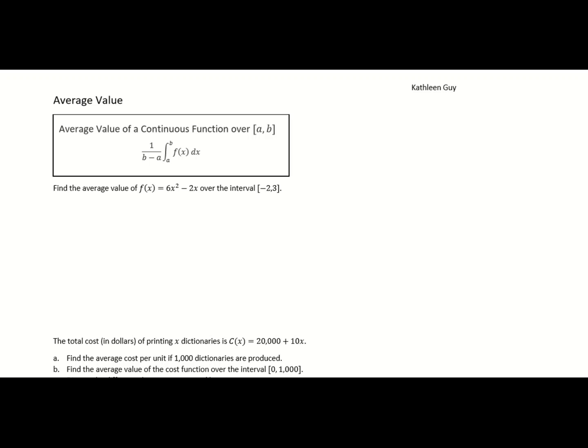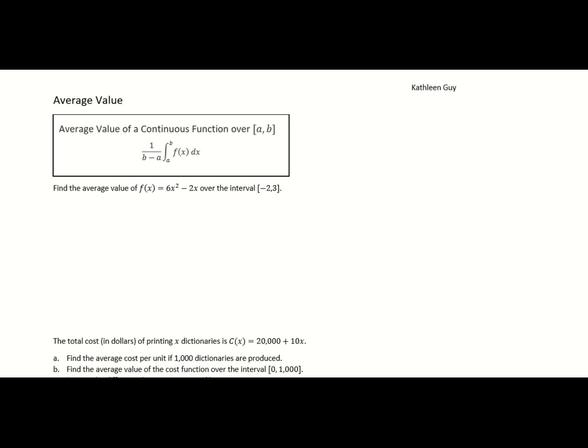Now that we have learned how to evaluate a definite integral using the fundamental theorem of calculus, we can talk about average value. When we discuss average value, we talk about the average value of a continuous function over a closed interval a, b. And the average value is given as follows. It will be 1 over b minus a times the definite integral from a to b of f of x dx.